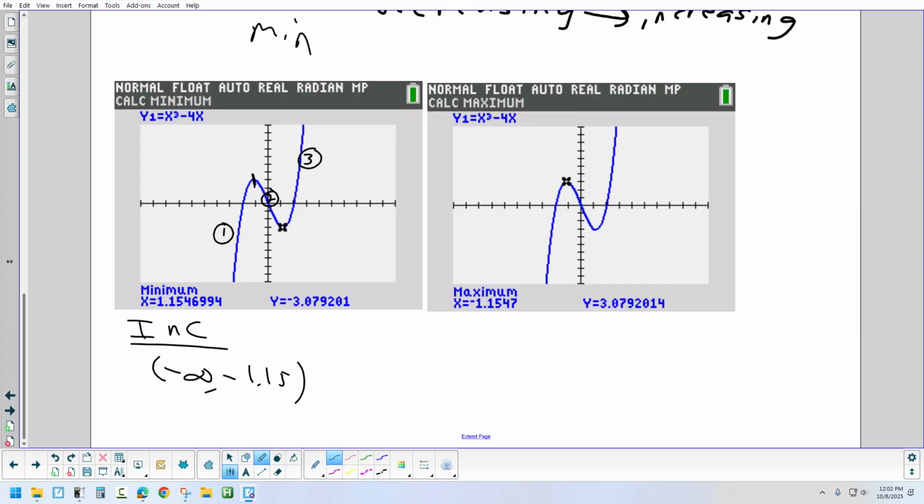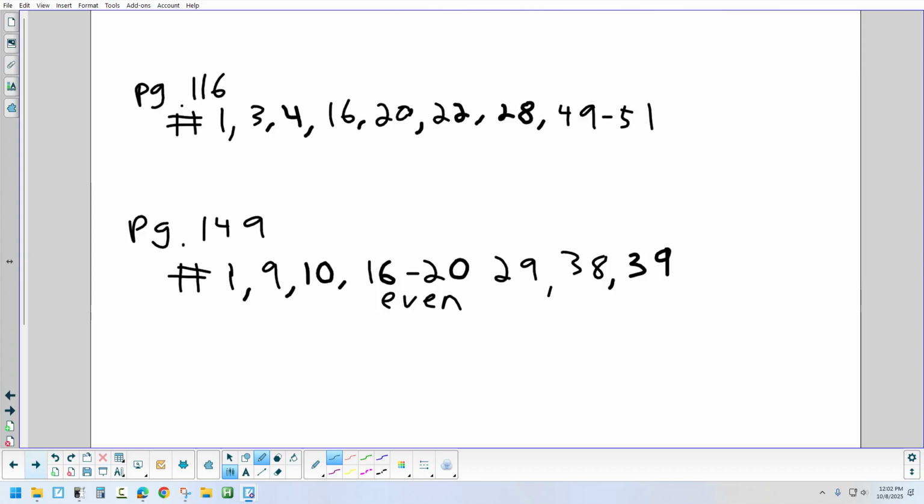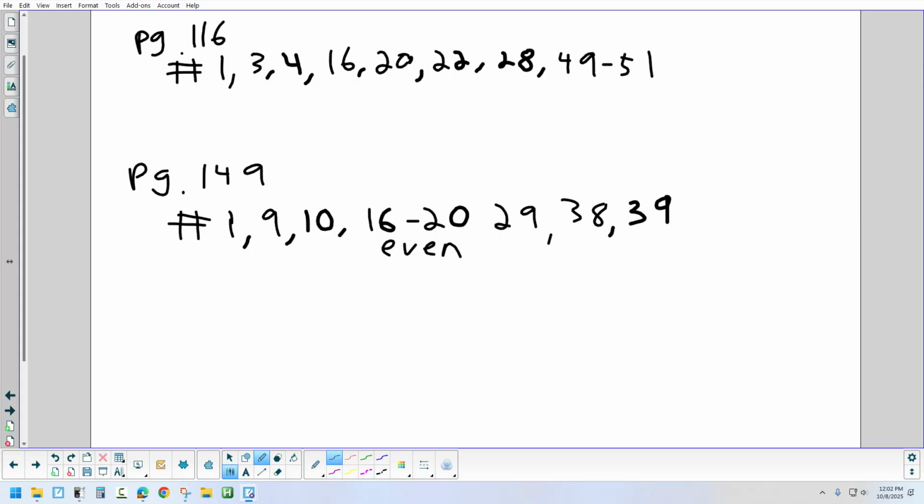Okay, so let me take a look at the first page, that's what we did on the graphs where you're looking at the inequalities above and below 0. And the second page, that's the domain, the range, local minimums, local maximums.